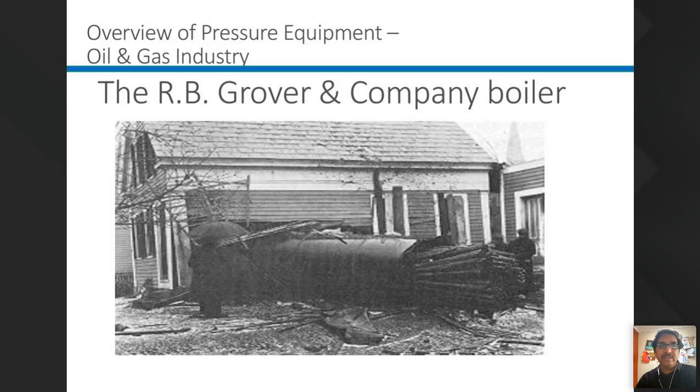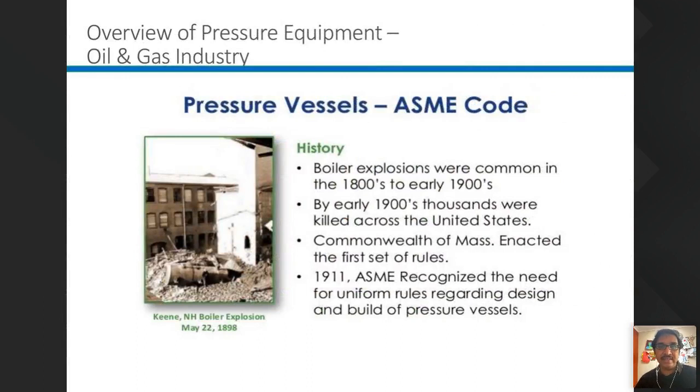Various states in America had different sets of regulations. They thought there should be uniform regulation across America. So they approached ASME, the American Society of Mechanical Engineers, and requested them to come up with a set of rules and regulations for the design, construction, fabrication, and inspection of pressure vessels. That's how the ASME code for pressure vessels came into existence. So it's a recap of what happened. Boiler explosions were common in the early 1900s. Thousands of people died across the world. And the government came up with the regulations, and that's the ASME code.